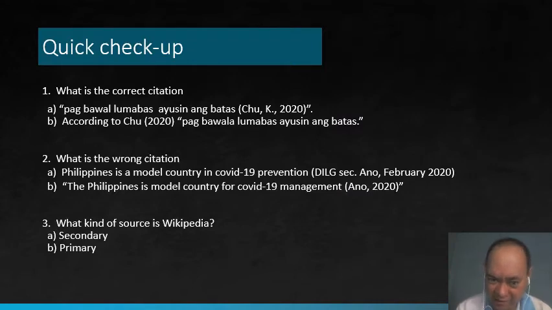Pick the correct citation. Number 1. What is the correct citation for the following? I'll give you 30 seconds to read them. Make your own answers. 1, 2, 3. Go on. Let's shorten it to 20 seconds. 10, 9, 8, 7, 6, 5, 4, 3, 2, 1. Game over.